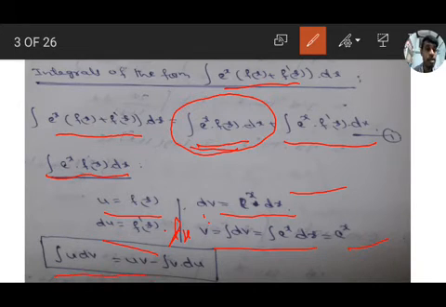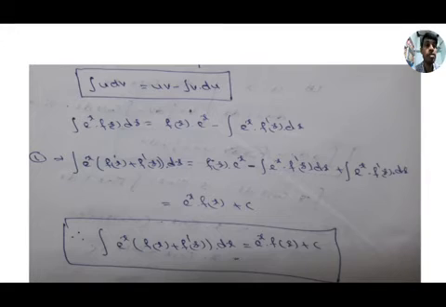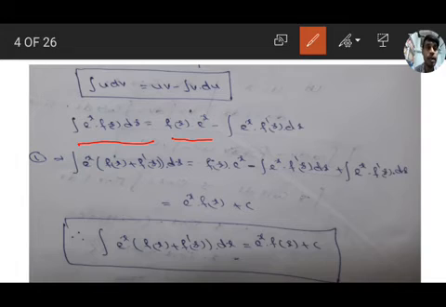Formula is integration u dv equal to uv minus integration of v du. So substitute in this one, we get integration of e to the power of x into f of x dx equal to f of x into e to the power of x minus integration e to the power of x into f dash x dx.